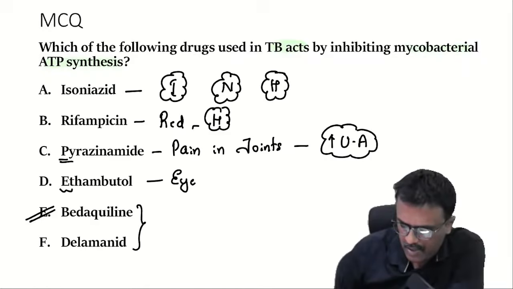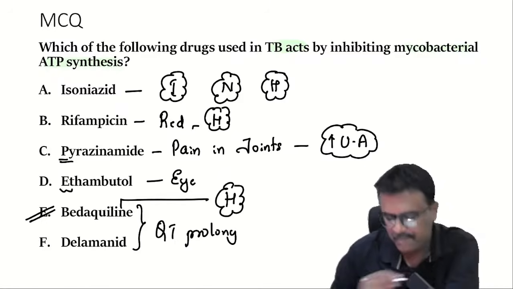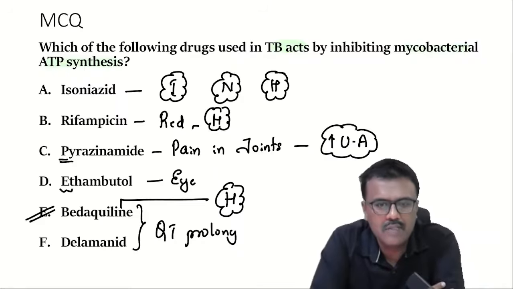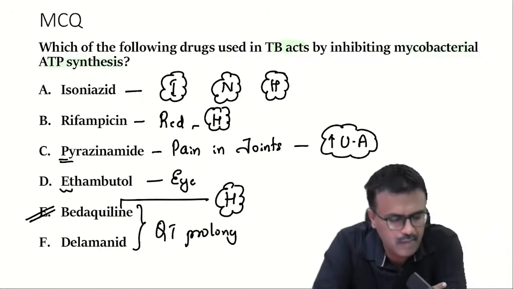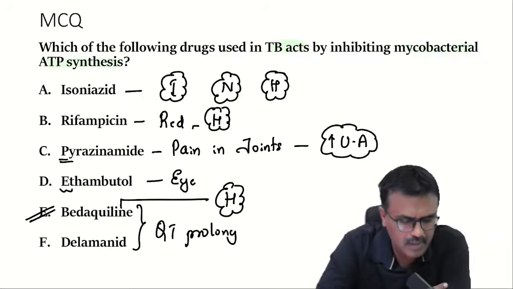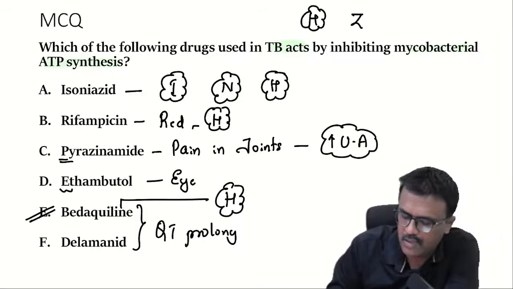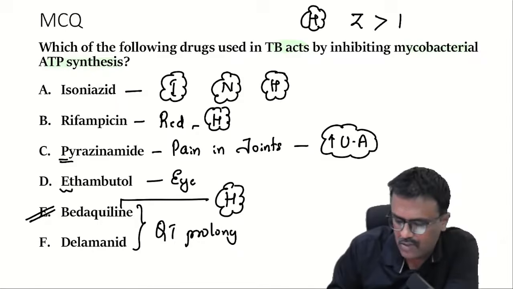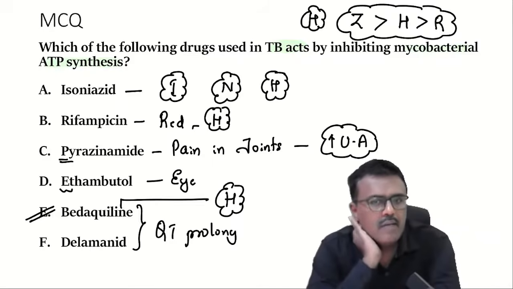Bedaquiline and delamanid, I have told you, they cause QT prolongation, that is being tested. And bedaquiline is also a hepatotoxic drug. So these are the things which they keep on testing you in the exam. So isoniazid, rifampicin, pyrazinamide, ethambutol, bedaquiline, delamanid. If you want the most hepatotoxic drug, it is Z. Then we have isoniazid, that is H. Then the least will be R. So the most is pyrazinamide.